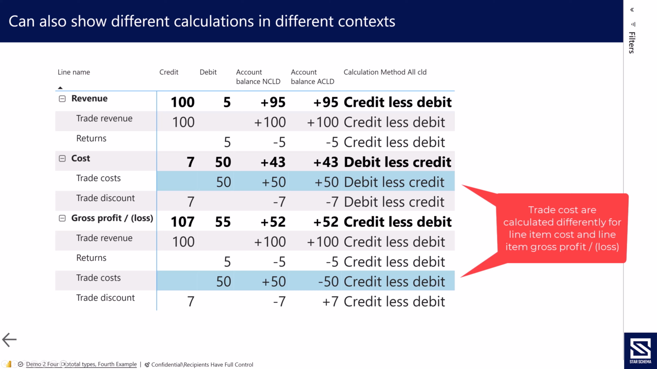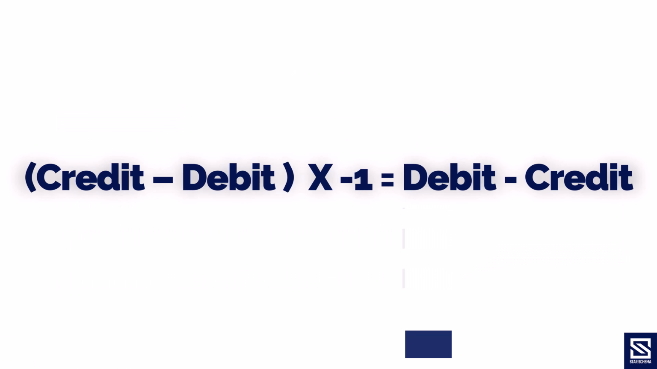However, we maybe add more confusion in that the calculation is sometimes done as a credit less debit and sometimes as a debit less credit. In our dimensional modelling, we're going to keep one column, credit less debit. And we can use this column to calculate credit less debit or debit less credit. And that's because there's a handy mathematical shortcut. We can simply times credit less debit by -1 to get debit less credits. Let's see how this works in practice.